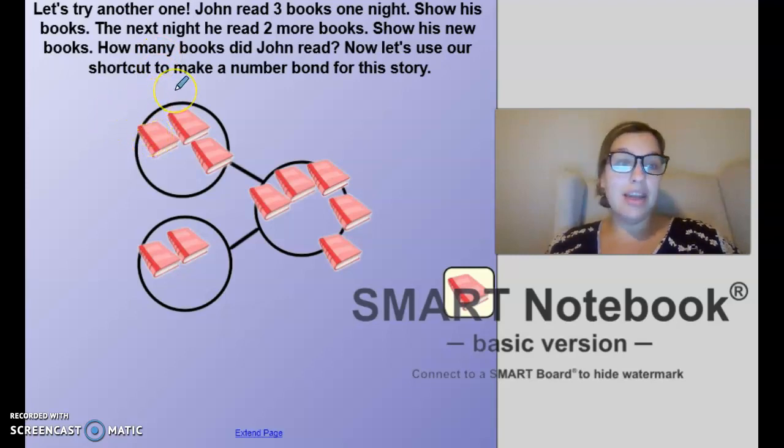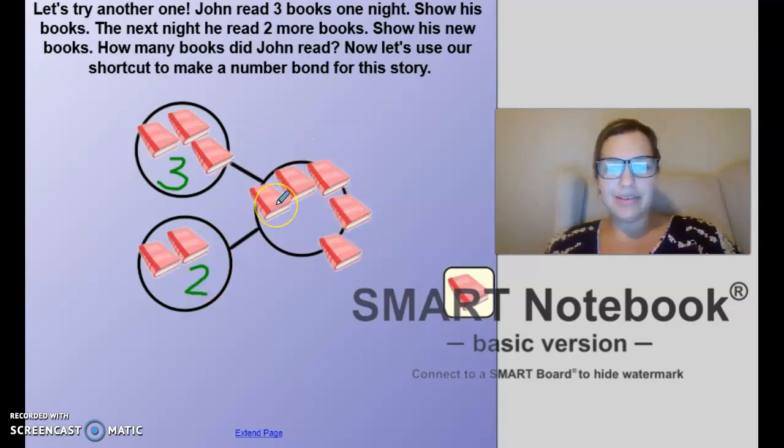So now we want to write the numbers in our number bond, not just our pictures, okay? So let's figure out, what would our number be for this one part? Well, let's count. 1, 2, 3. And what would our number be for this part? 1, 2. And then for our whole, what's our whole? Let's count it. 1, 2, 3, 4.